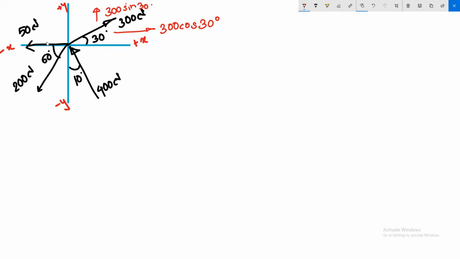Then the 50 Newton force needs no resolution because it is already on x-axis, perfectly horizontal toward minus x-axis. That's why it has no inclination. That's why it needs no resolution at all.